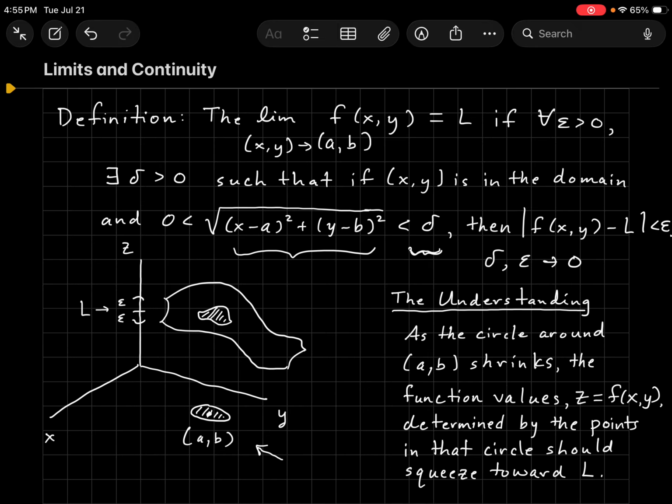And so what we really think about is, as this circle is shrinking around (a,b), (a,b) maps to a point up here, or maybe there's no value, like we could have an open circle like we would do in two dimensions, if it helps you think about that. But as this circle shrinks, does this distance epsilon also shrink on both sides? Or does it squeeze towards our limit?